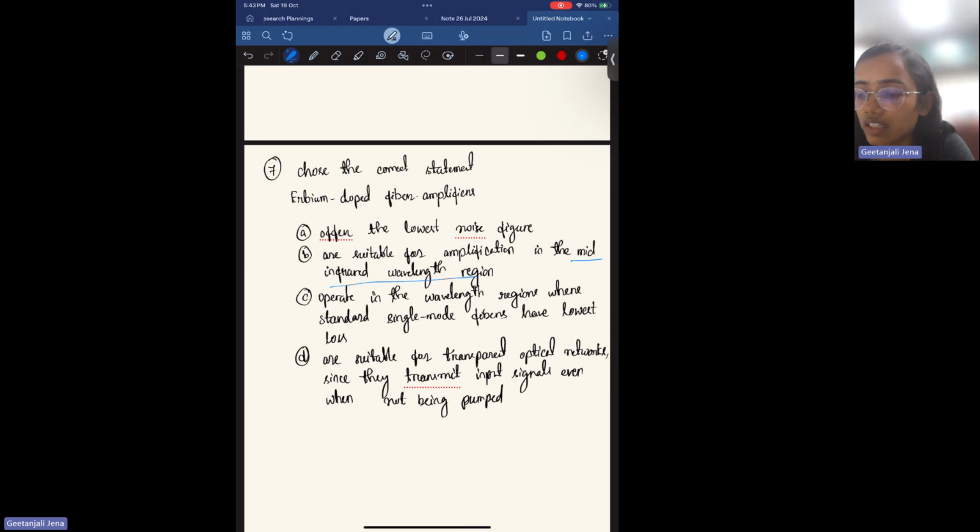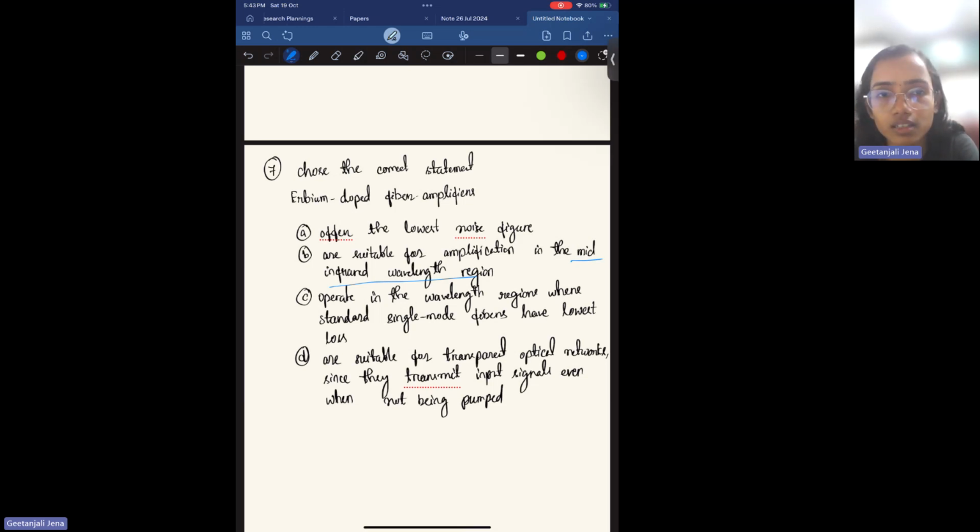these are usually used around 1550 nanometer. So this is around the near infrared wavelength region. So this option is also not correct. And the third option says operates in the wavelength regions where standard single mode fiber have lowest losses, which is correct because standard single mode fiber have the lowest losses around 1550 nanometer. So if you recall the loss diagram, we have divided the 1550 into different sub bands, C band, S band, L band.